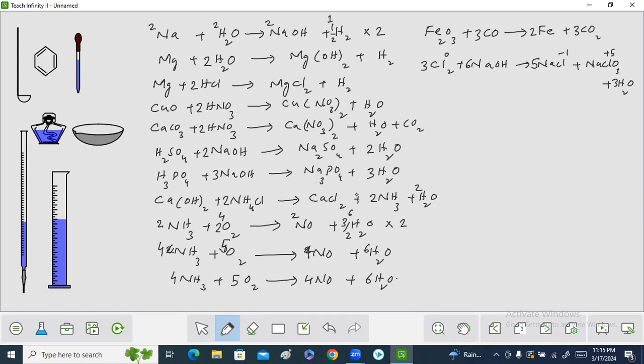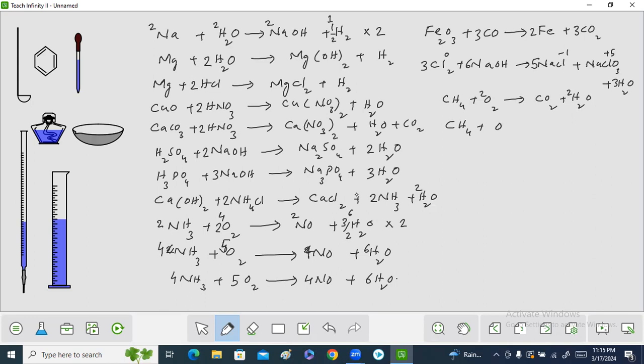Now let's do some combustion equations. Now, if we have methane reacting with oxygen in complete combustion, carbon dioxide and water are the two products. 2 for hydrogen, so we can put 2 here. Now 2 plus 2 for oxygen, so we can put 2 here.